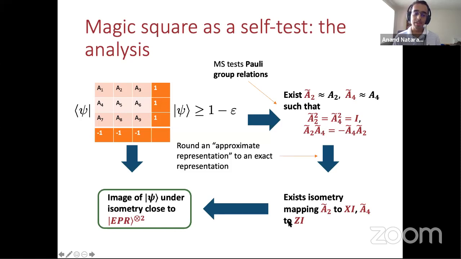And then, sorry, I realized that this arrow really should be pointing at this here. So this is really what's doing the rounding. But anyway, you can ignore this if you would like.